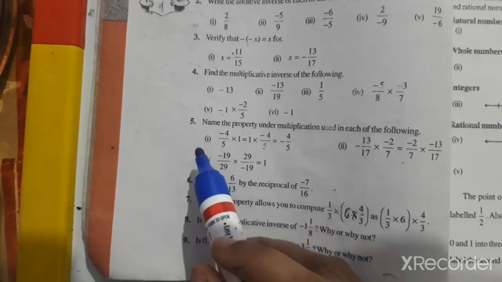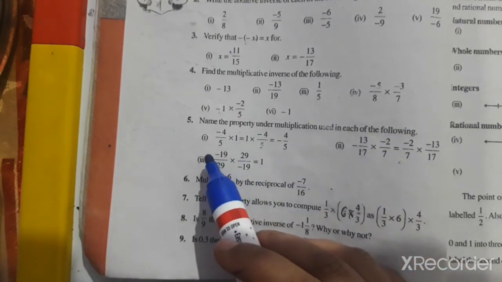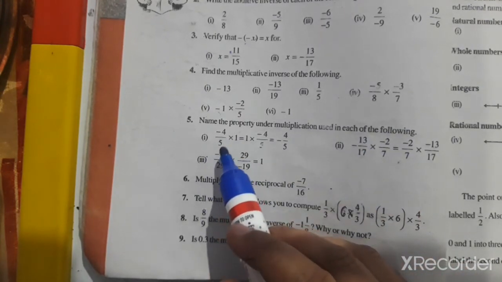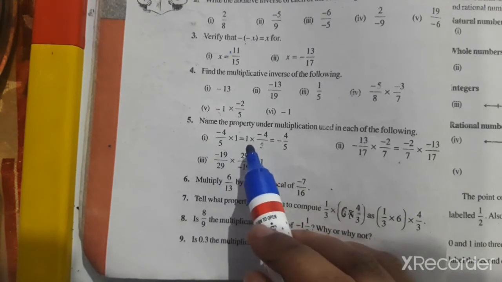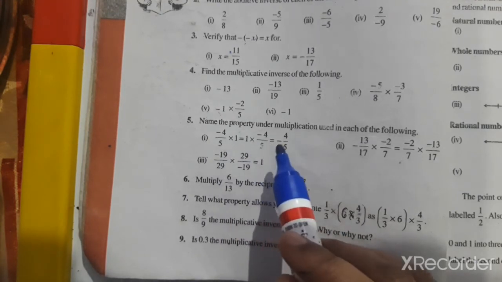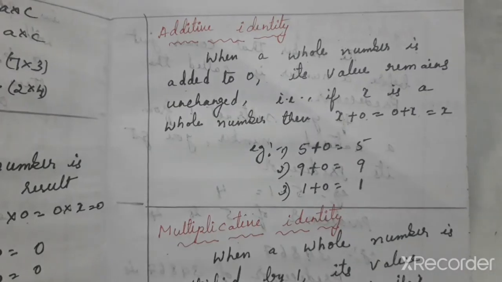Now here fourth main is completed. Now fifth main, name the property under multiplication used in each of the following. In that first question, minus 4 by 5 into 1 equal 1 into minus 4 by 5 equal minus 4 by 5. Now let's recall this, children.